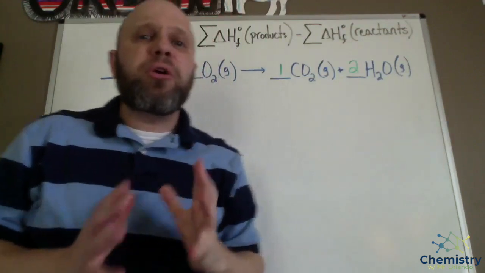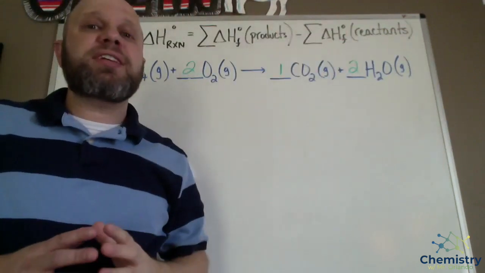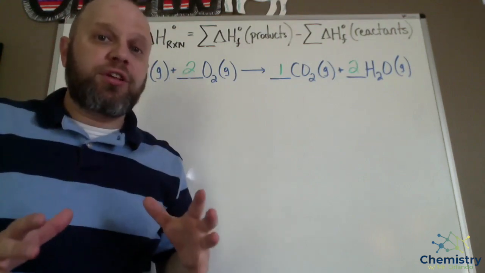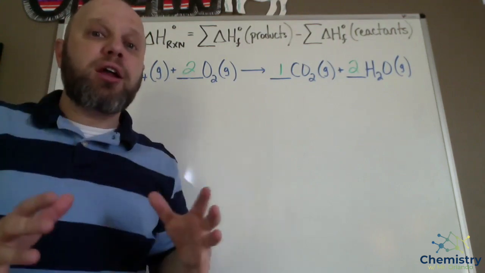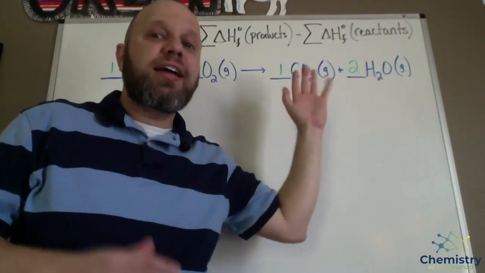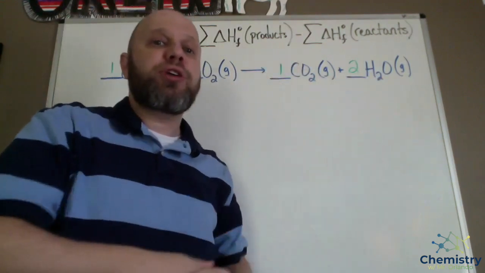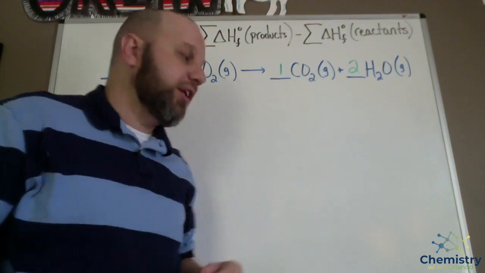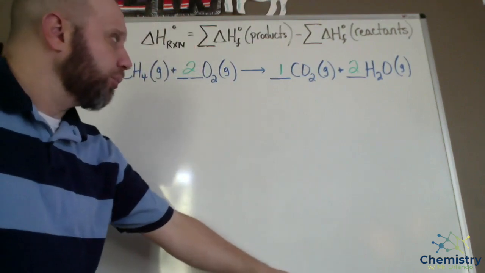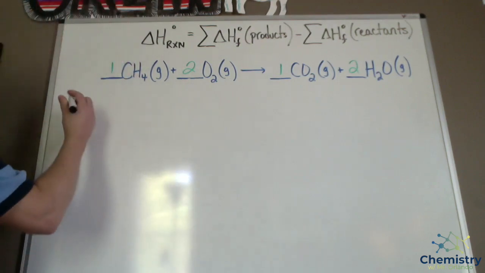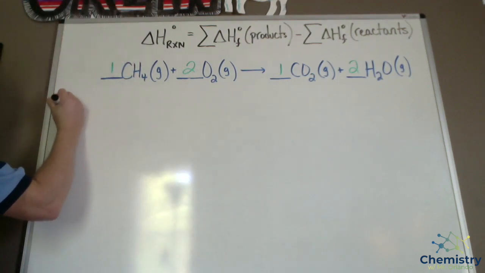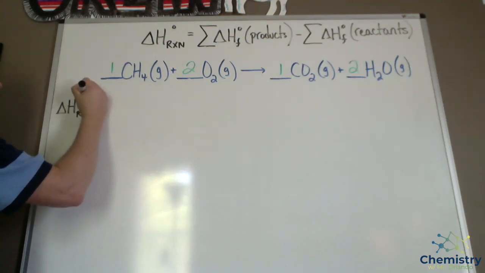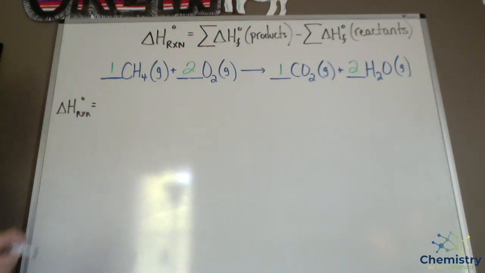The most important thing that you can take away from this entire thing up here is that you look at products first. So you're actually going to do the product side first, and then you're going to subtract from that the reactant side. So it's almost like final minus initial. All right, so when you're setting this up, I'm going to start all the way on the left here because these tend to be kind of long. So I have delta H for the reaction at standard conditions is equal to.